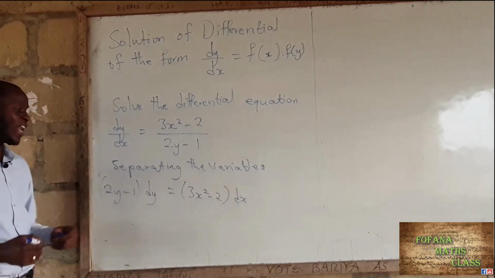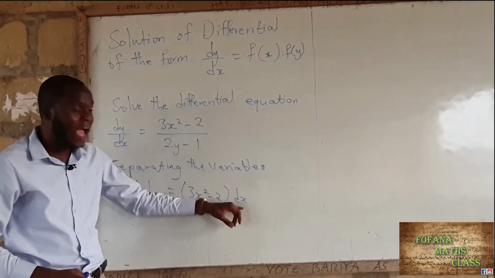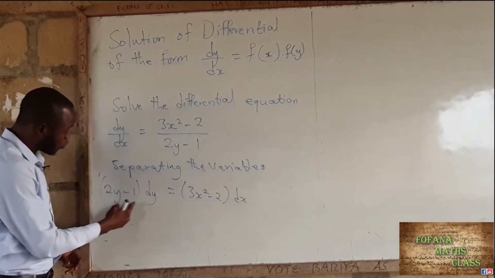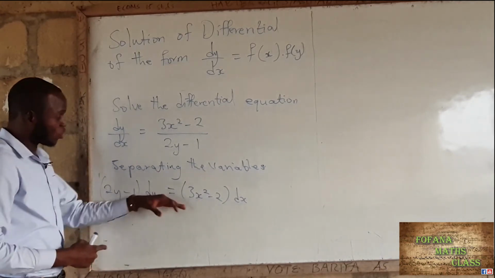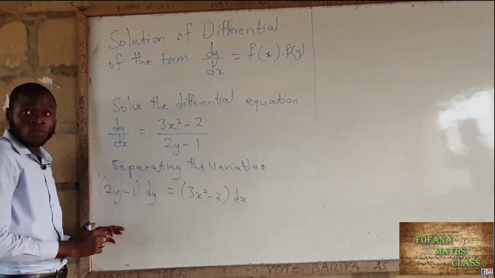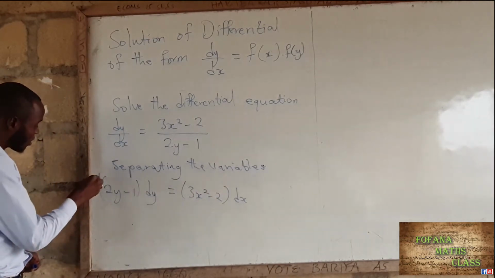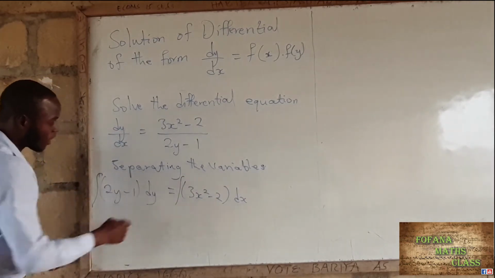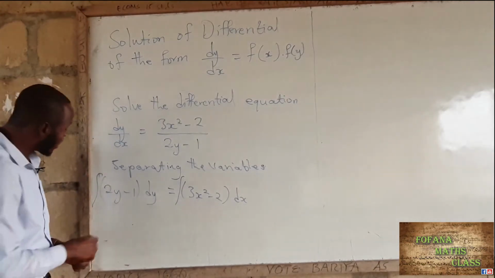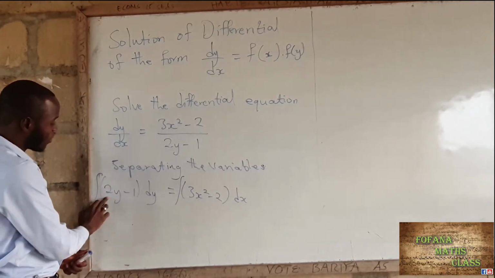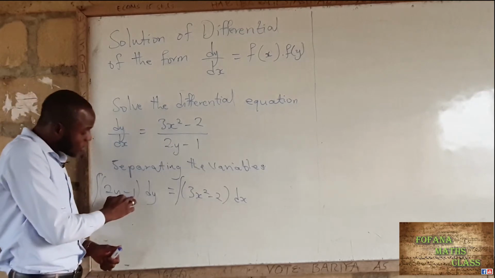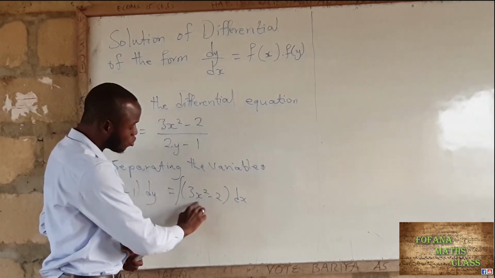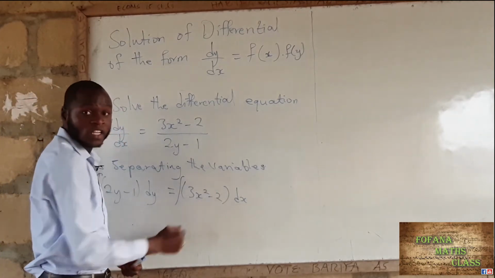After this, you realize that all the variables on one side are in x, and all the variables on the other side are in y. This is what we mean by separating the variables. After that, you do direct integration. We integrate each term individually: we integrate 2y, then we integrate minus 1, and on the other side we integrate 3x squared, then we integrate 2.